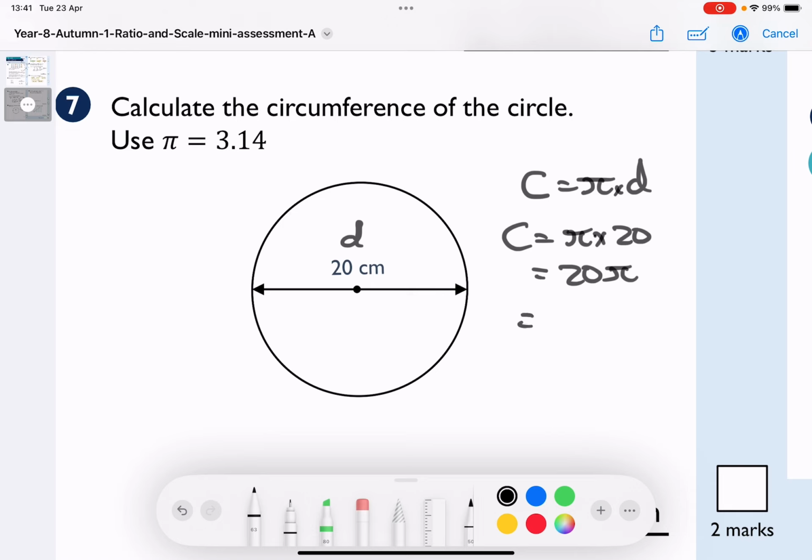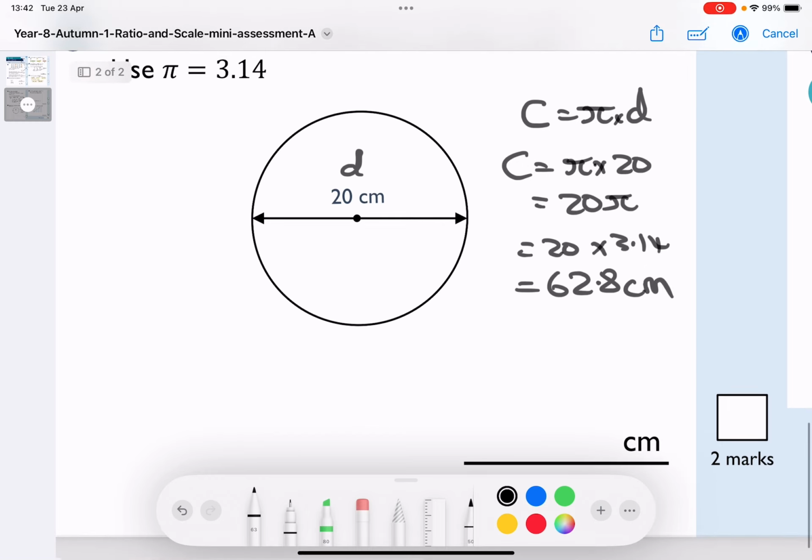But as it's not, I've got to do 20 times 3.14. 10 times 3.14 is 31.4, and if I double it, I get 62.8. Circumference is a measurement, so it's in centimetres as it's a length. So here you go, 62.8.